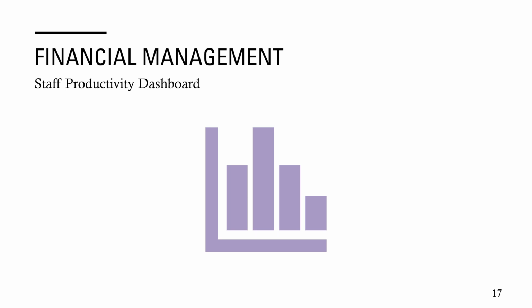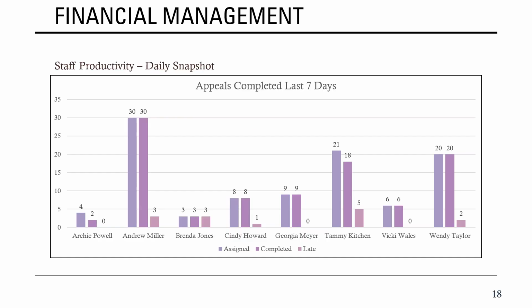Okay, so let's talk about financial management and our staff productivity dashboard. This is a daily snapshot that helps you understand how your staff are completing the work that's assigned to them. This is the number of appeals that each of my appeal writers completed within the last 7 days. The first column on the left is how many were assigned to them. The second column in the middle is how many they completed. And the third column on the right is how many of those they completed were late.